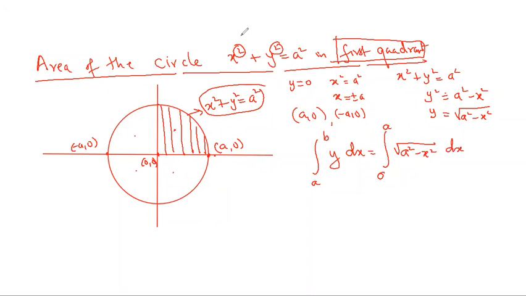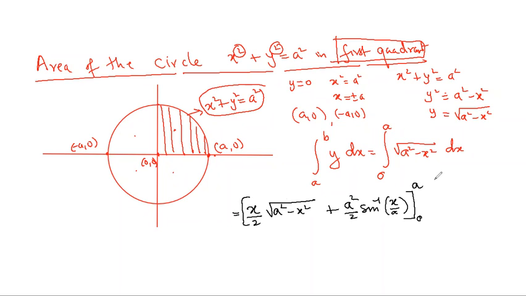This integration is a standard formula of integration. Do you remember the standard formula? x by 2 into root of a square minus x square, plus a square by 2 into sine inverse x by a. This is a standard formula of this integration. You don't have to ask why, because it's derived in your theorem. This is one of the important theorems in your integration by parts method, which is a proof.